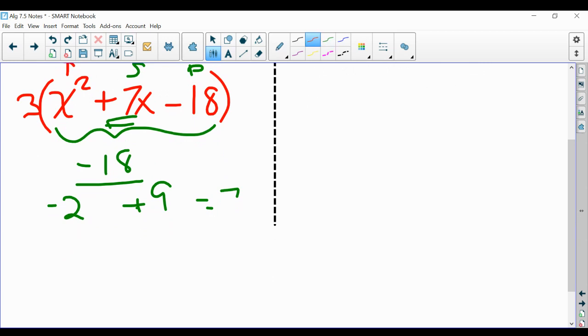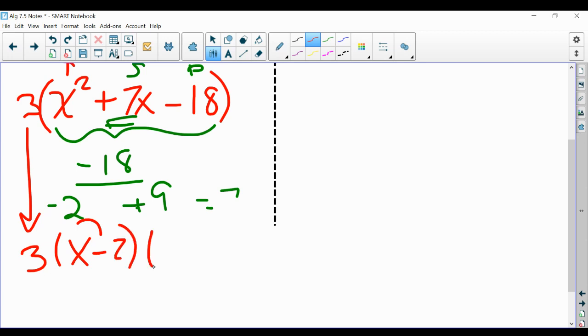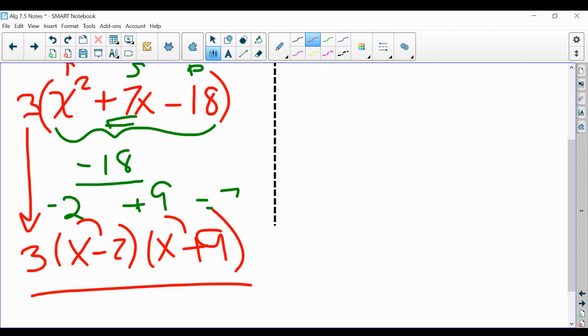Okay, so my final answer is going to be the 3. I still have the 3. That doesn't change. x minus 2, x plus 9. And that is the full factored version of the original trinomial.